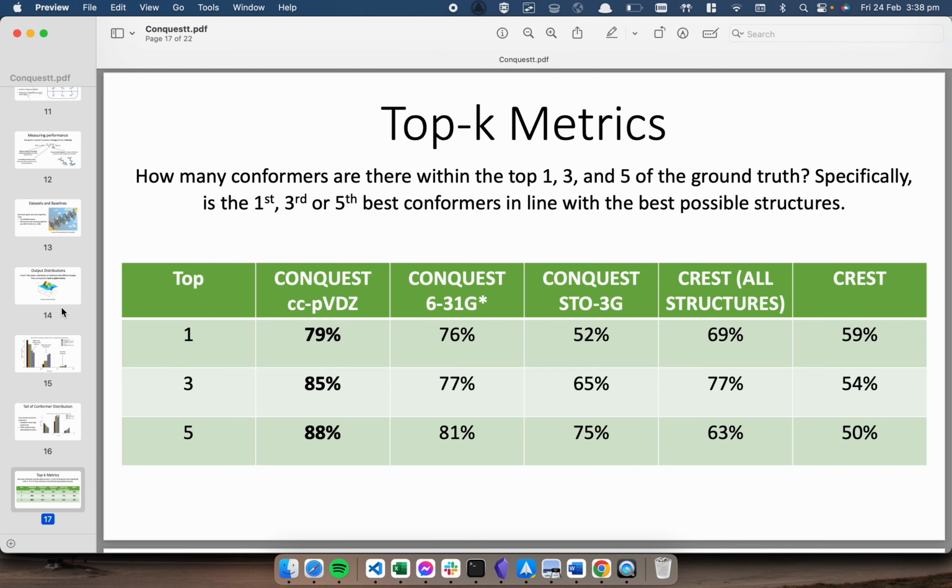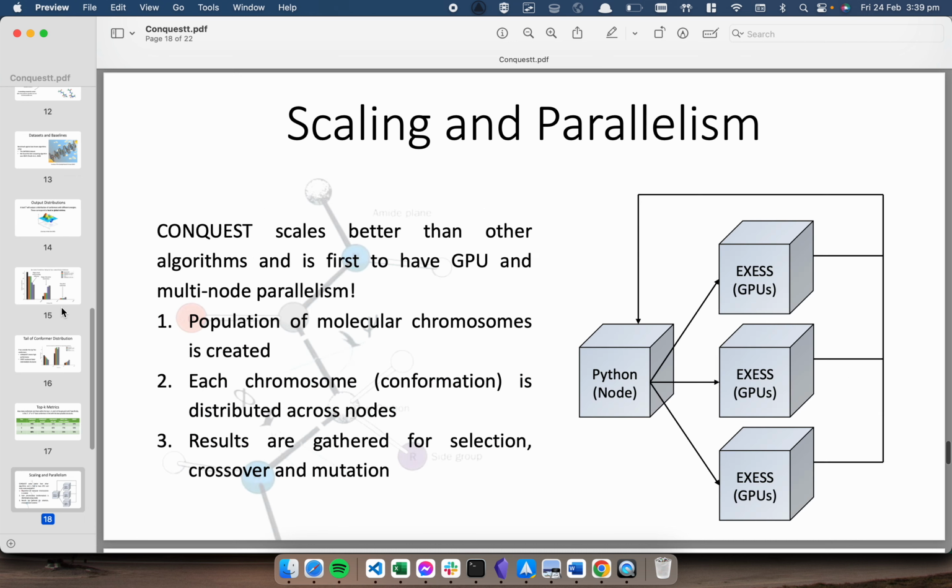Of particular note is our performance on the tail of the distribution, where we performed much better than Crest when we were looking at the top 5 conformers. That might mean that we're able to predict a lot better than current methods on higher temperature systems.